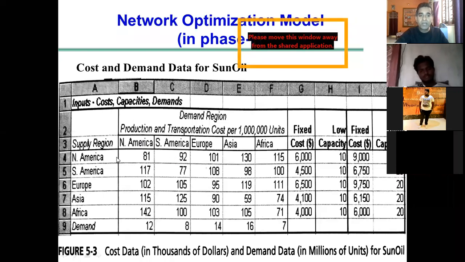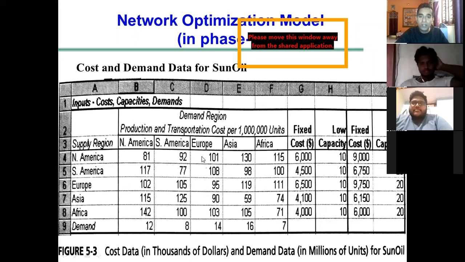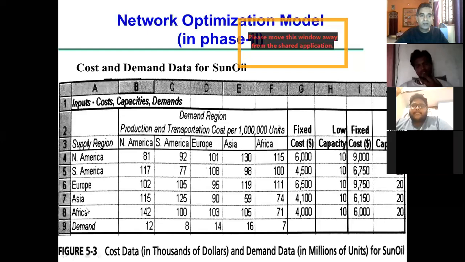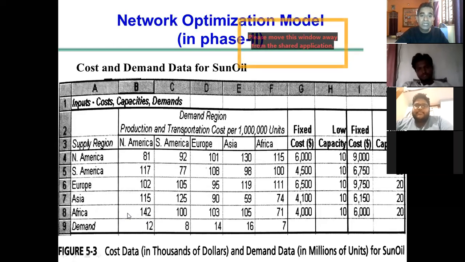Same way, if you manufacture in North America and supply to the European market, it would incur a cost of $101,000 for 1 million units. Similarly, you can consider Africa, for example. If you manufacture in Africa and supply to North America, it would cost $142,000 for 1 million units.